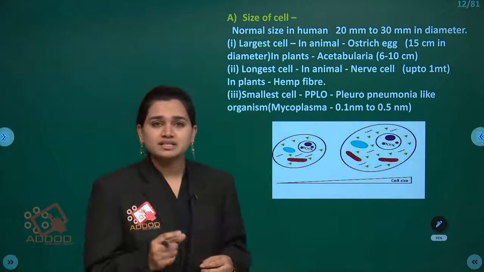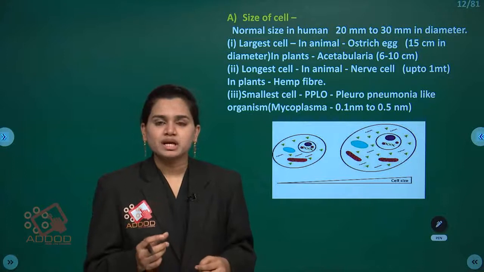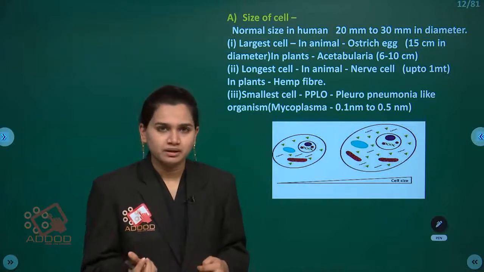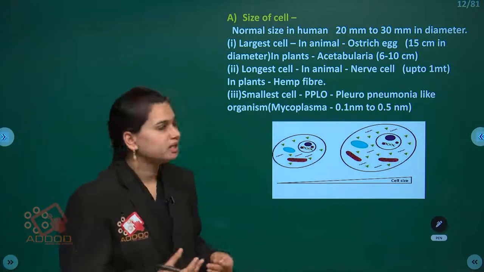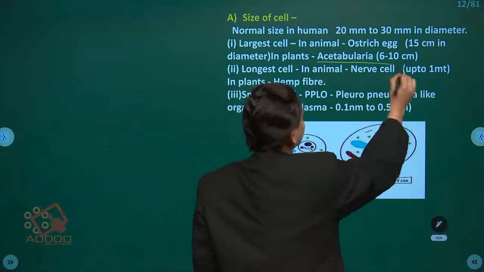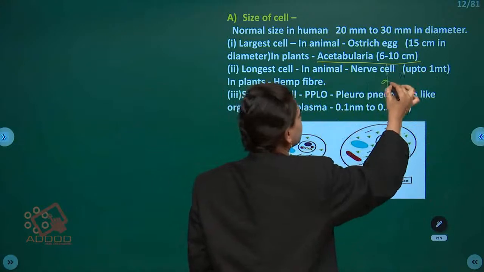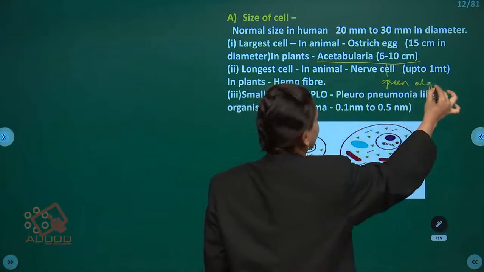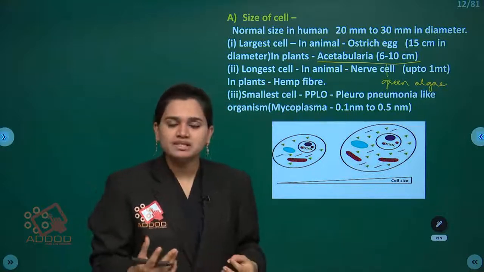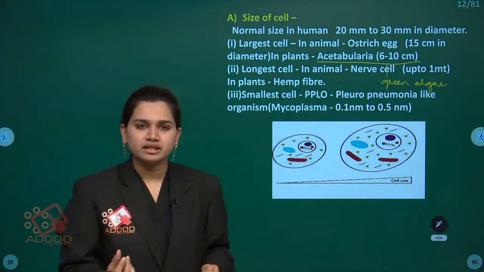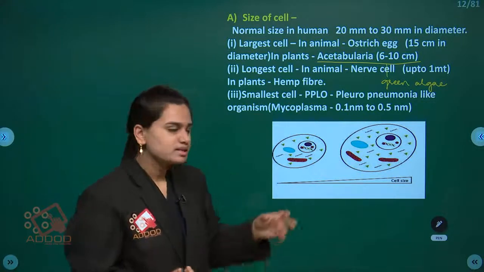Now, the largest cell in the case of animals is the egg of an ostrich, which is around 15 centimeters in diameter. Whereas in the case of plants, the largest cell is acetabularia. Acetabularia ranges from around 6 to 10 centimeters, and this acetabularia is nothing but the green algae. Algae are a type of plants. So the largest cell in the case of animals is the ostrich egg, which is 15 centimeters, and in the case of plants it is acetabularia, which is around 6 to 10 centimeters.